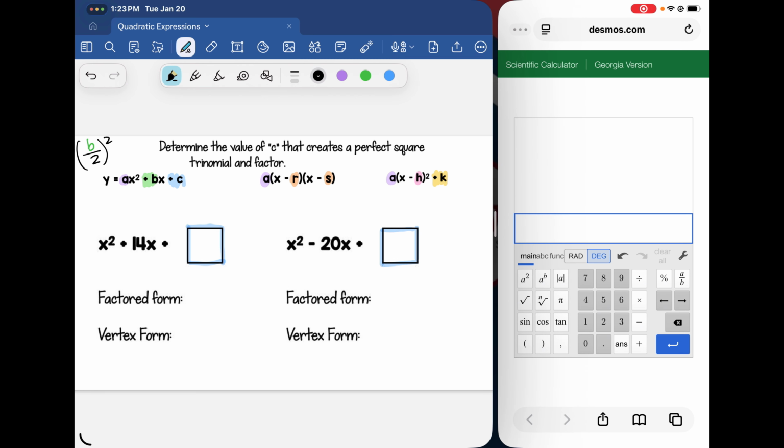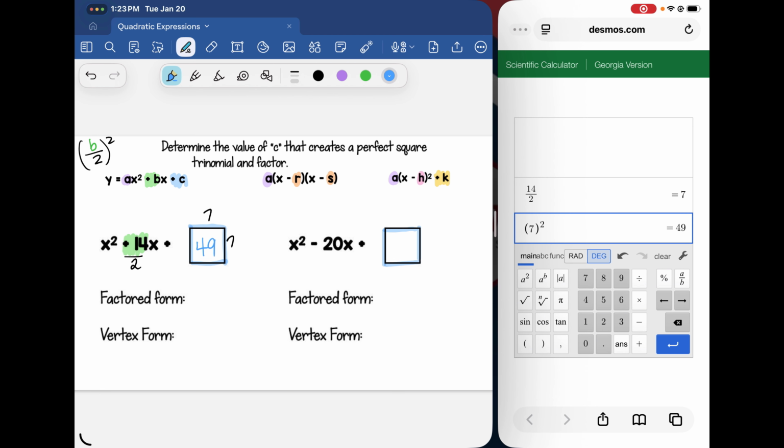X squared plus 14x plus what number is going to complete the square? First, what is my b value? A +14, emphasis on the +14. And I need to take half of 14. Well, what is half of 14? 14 divided by 2, half of 14 is 7. That means I can put a 7 on these two sides. 7 plus 7 is 14. Well, what is 7 times 7? Or 7 squared, 49. So the value of c that will complete the square is 49.